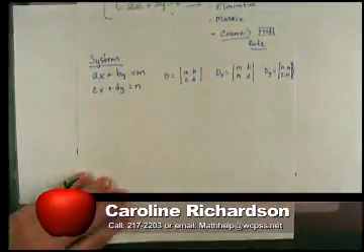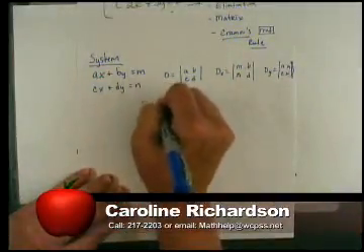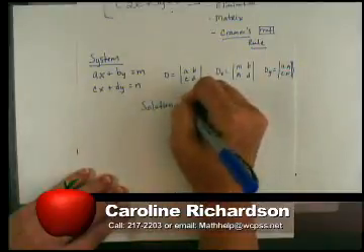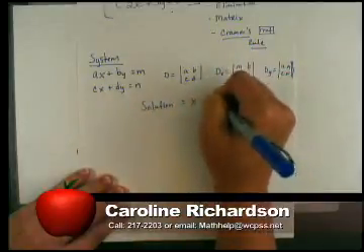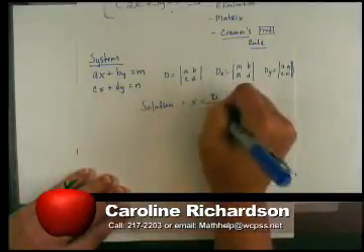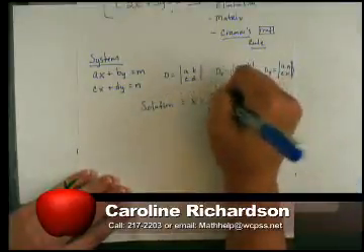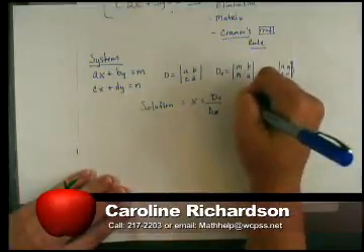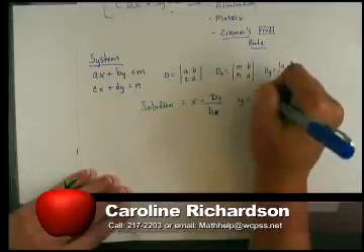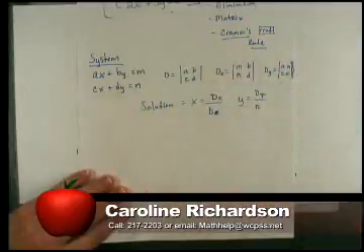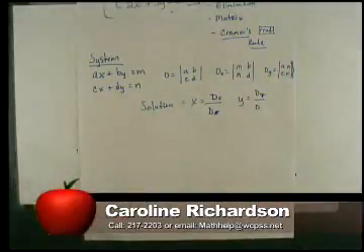So your solution will be that x is the determinant of x over the determinant of the entire system, and y is the determinant of y over the determinant of the entire system. So how do we do that? Well, you're going to have to remember how to find determinants, which goes back to some of your matrix work.